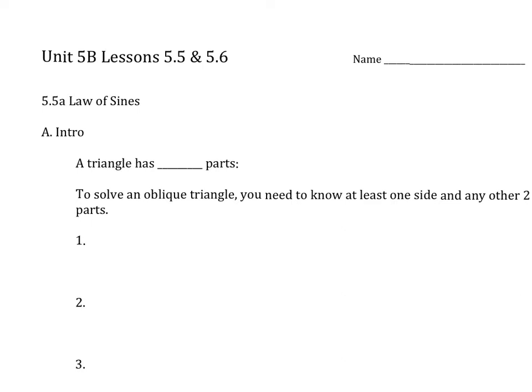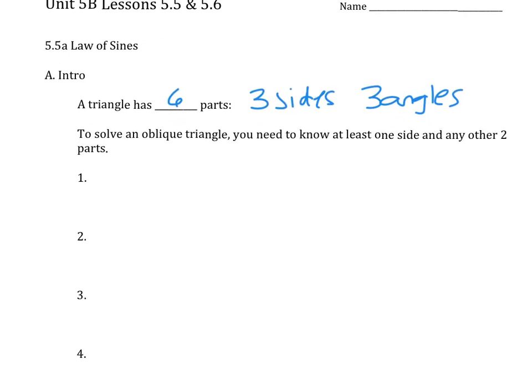Okay. Now, a triangle has how many parts? How many parts does a triangle have? 6. 6 parts. What are they? Perfect. 3 sides and 3 angles. So when we're asked to, quote unquote, solve a triangle, that means they're going to give us some of the parts and we have to find all the other parts, the measures of them.